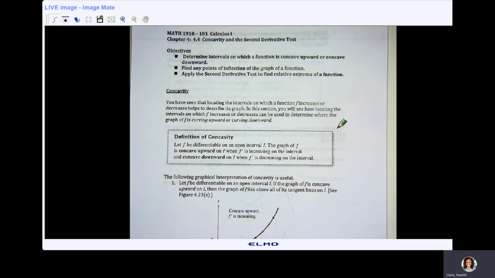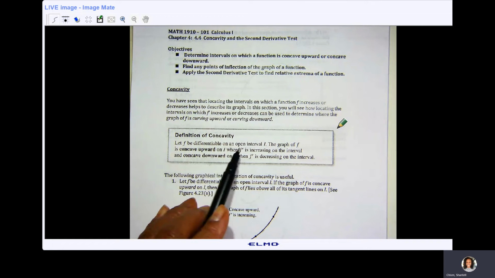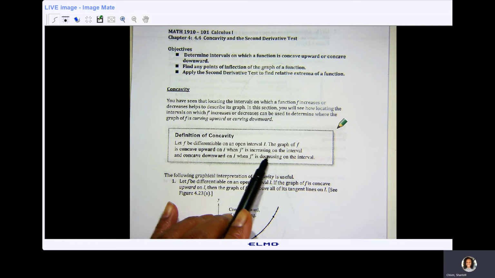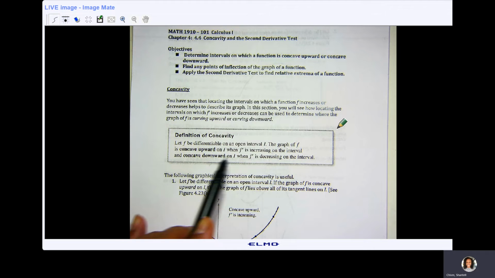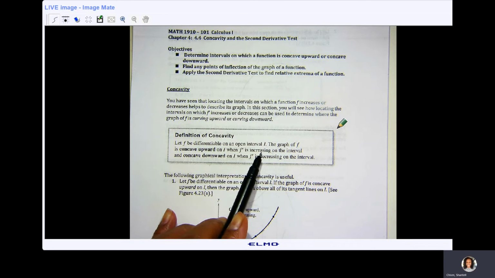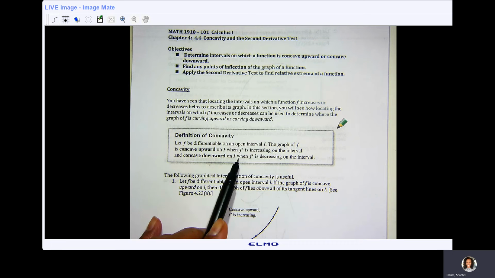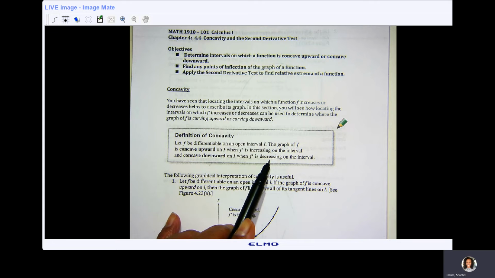Okay, so we'll be looking at the first derivative. We'll be looking at f prime by finding f double prime, by finding the second derivative. So, definition of concavity. Let f be differentiable on an open interval I. The graph of f is concave upward on I when f prime is increasing on the interval. So, it'll be concave up when the first derivative is increasing on some interval. And it'll be concave down when f prime is decreasing on whatever that interval is.